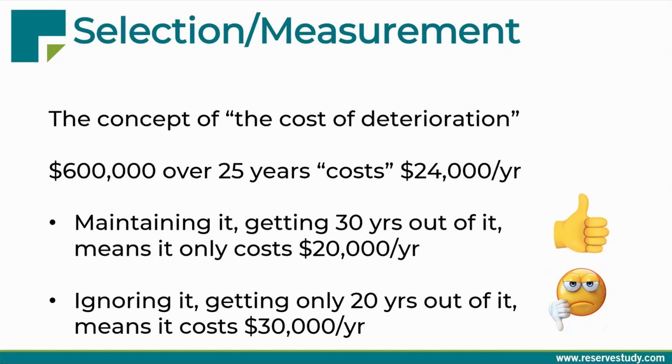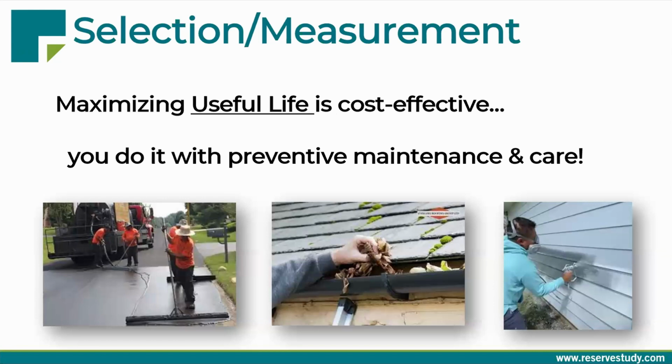So this is really important to figure out on your reserve study which projects are the truly significant projects, and it really boils down to the deterioration cost. And maximizing useful life is cost effective because the savings isn't just pertaining to roof. It extrapolates across the board. So the potential $10,000 savings per year could be much, much higher when you look at the asphalt roads, when you look at the gutters and downspouts, when you look at the siding.